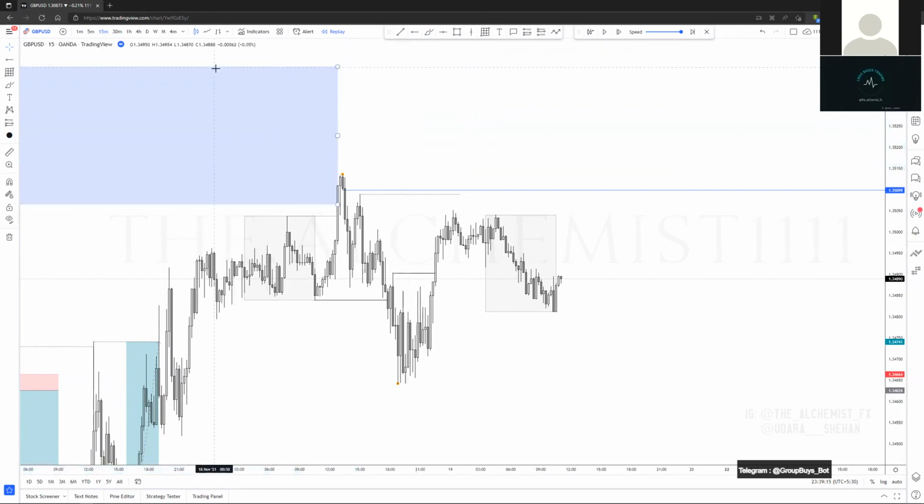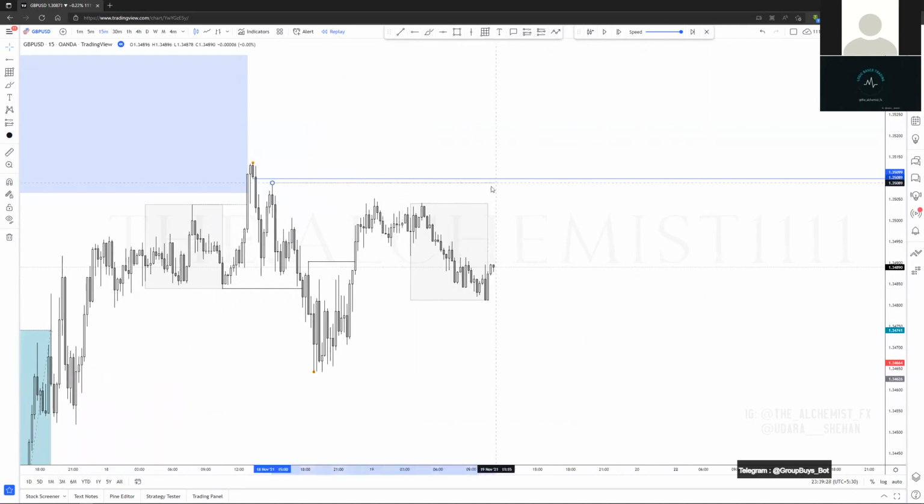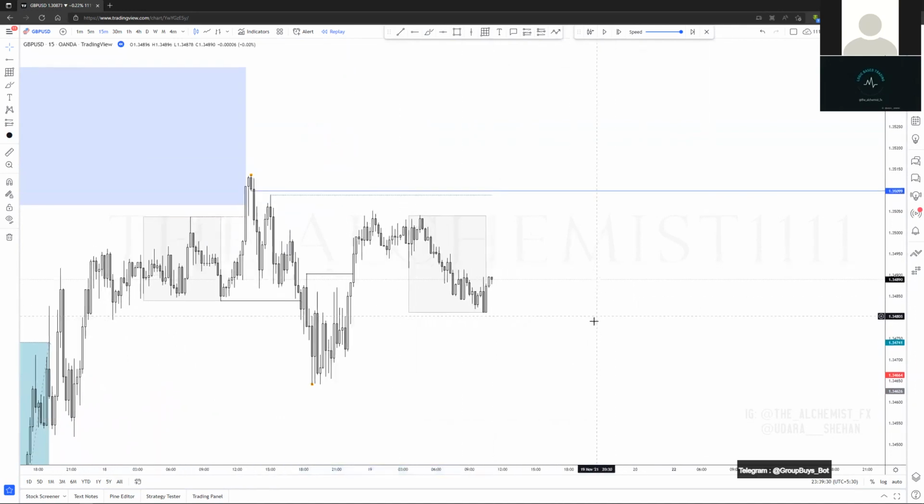Since it was a daily, weekly, and a 4-hour zone, we can't go into the lower time frame right away. At least the higher time frame like the 15 minute or the 1 hour has to turn bearish, right? Then we can look for setups. So sometimes you will have to wait. Okay, so we have that.